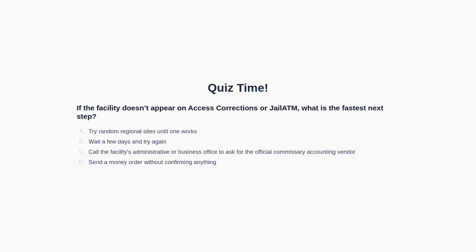Second quiz. The question is, if the facility doesn't appear on Access Corrections or JailATM, what is the fastest next step? The options are: 1. Try random regional sites until one works. 2. Wait a few days and try again. 3. Call the facility's administrative or business office to ask for the official commissary accounting vendor. 4. Send a money order without confirming anything. You may pause the video now to think about the answer. We will discuss the answer in the next section of the video.